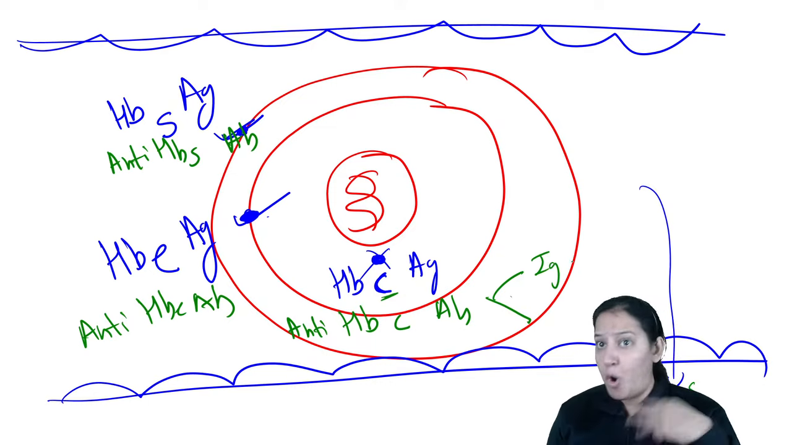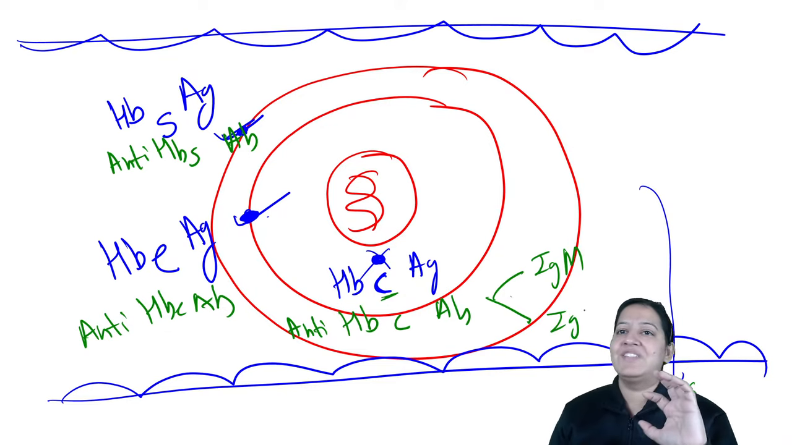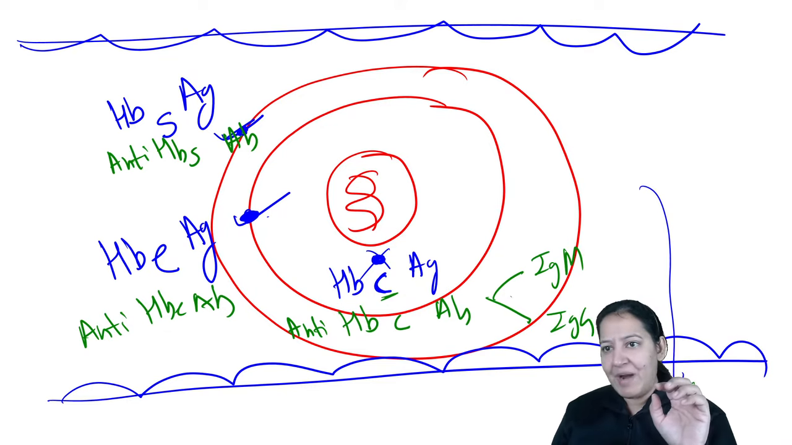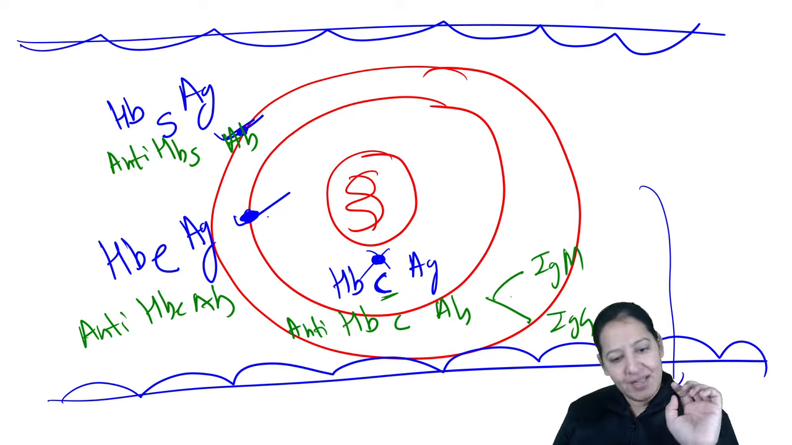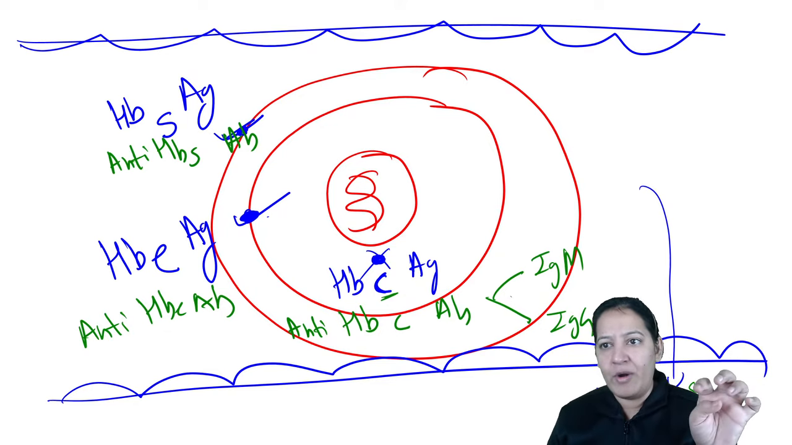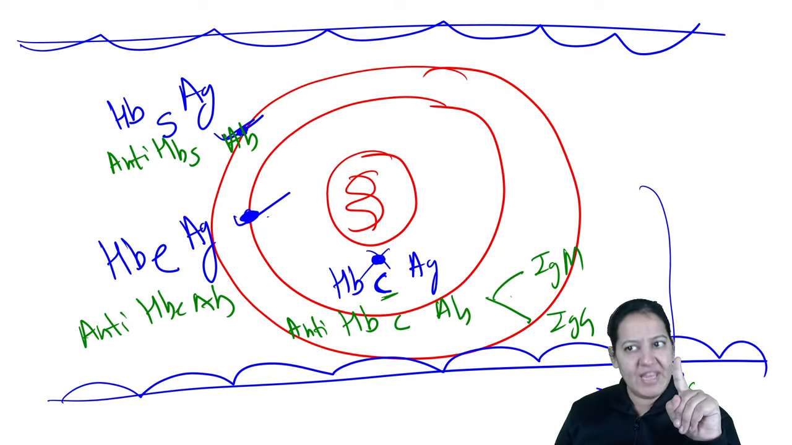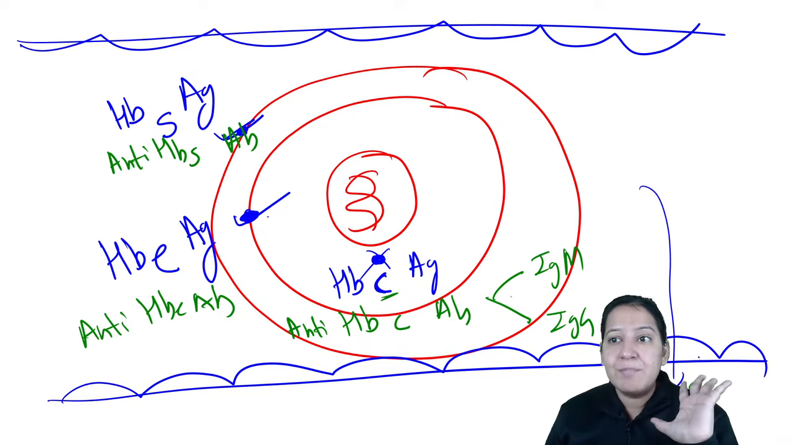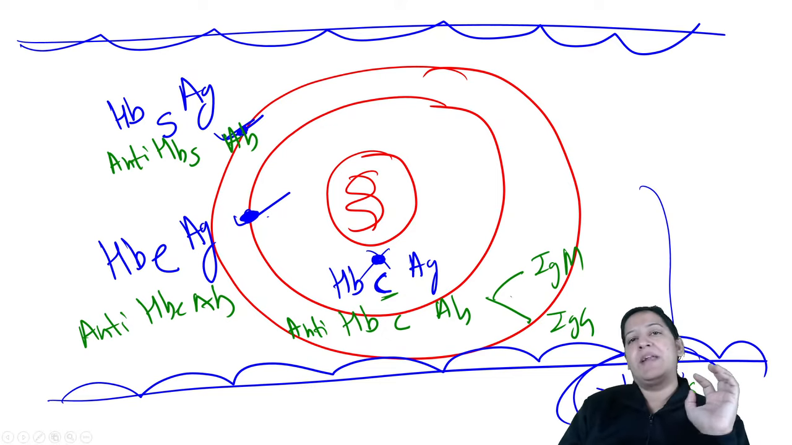You can learn like that to compensate. So IgM and IgG, so two antigens. In this blood sample, I'm getting two antigens, and in the same blood sample, I'm getting four antibodies: one of S, one of E, and two of C. So total six markers in the blood. These are known as hepatitis B markers.